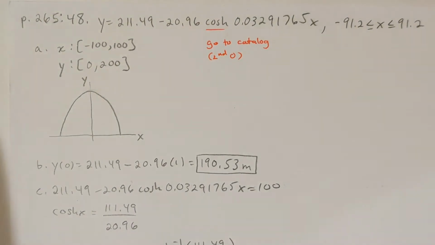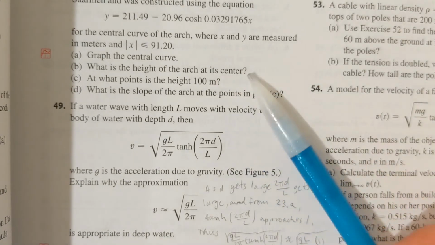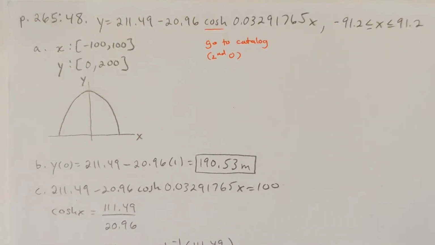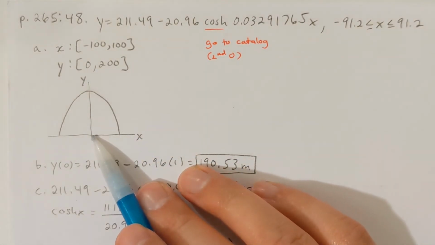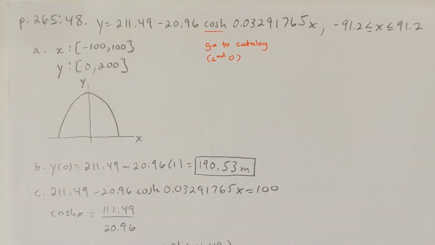Now in part B, it says, what is the height of the arch at its center? Well, this curve is symmetric about x equals 0. So to find the height at the center, I could just plug 0 into the function.